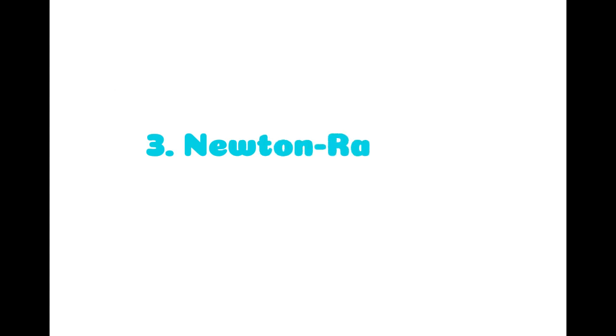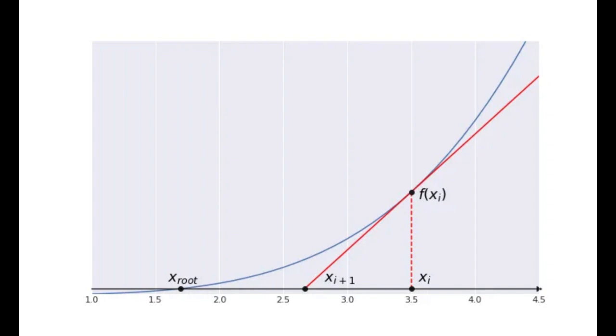For the third method, we're using the Newton-Raphson method, which is an open method and starts with one initial guess for finding the real root of nonlinear equations. In the Newton-Raphson method, if x0 is the initial guess, then the next approximated root x1 is obtained by the following formula: x1 equals x0 minus f of x0 divided by f prime of x0. In this case, f prime is the derivative of f.